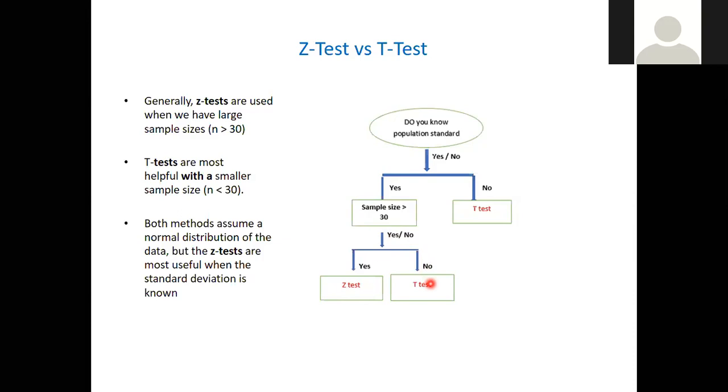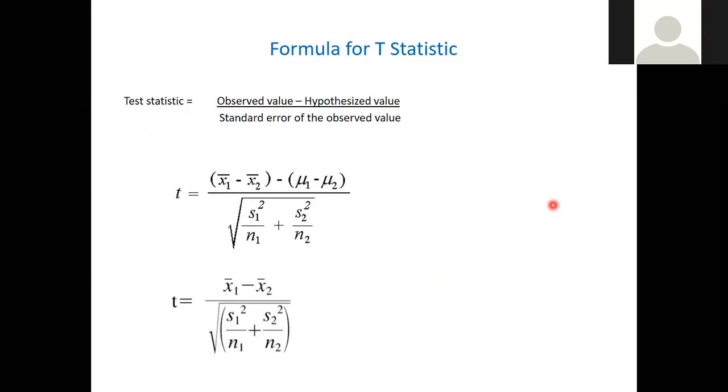So can you see now? When the sample size is very small, you go for the t-test. And when you don't know the population standard deviation, you go for the t-test. When the sample size is very small and you don't know the population standard deviation, you go for the t-test. So for you to use the z-test, you must know the population standard deviation, and you must have a sample size that is large, not less than 30.